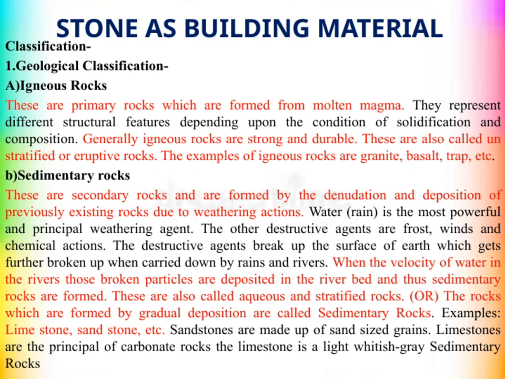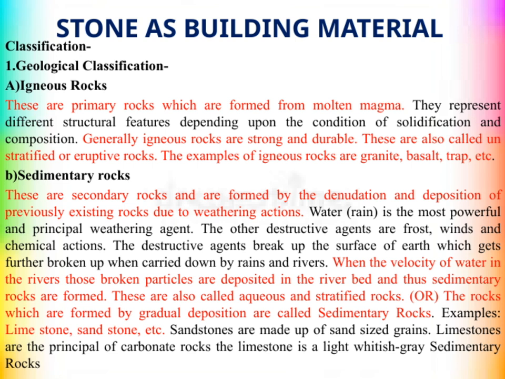Next, we have sedimentary rocks, which are classified as secondary rocks. These form through a different process, by the denudation or wearing away and deposition of materials from pre-existing rocks. Weathering plays a key role here, with water, especially rain, acting as the most powerful agent. Other destructive agents include frost, winds, and chemical actions. These forces break up the surface of the earth and carry the fragments away, mainly through rain and rivers. When the water's velocity decreases, these particles settle and deposit in river beds, forming sedimentary rocks.